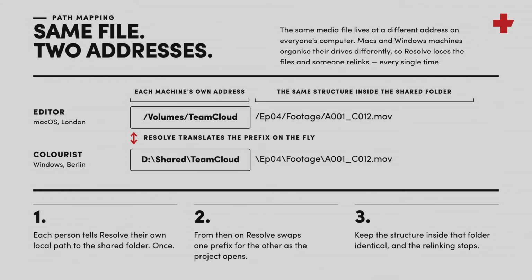Every time one of them opens the other's work, Resolve can't find the files, and they have to point it at the media all over again. Path mapping fixes that. Each person tells Resolve their own local path to the shared folder, and from then on, Resolve translates the addresses on the fly. As long as everyone's media sits in the same structure inside that shared folder, the relinking just stops.